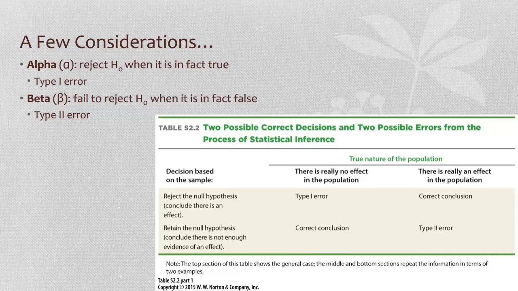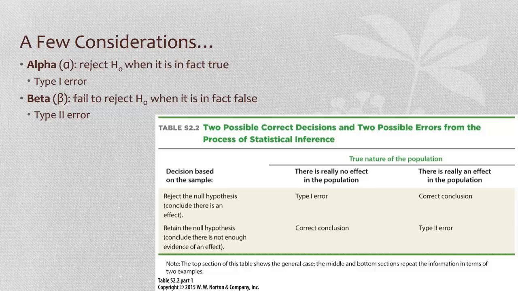We could also have a type 2 error. So this is in the lower right hand of our table here. So in the population, there really is an effect. So the effect exists, the difference is there, but based on our sample, we decide to retain the null, to fail to reject the null. So basically we say there's not enough evidence of an effect to claim that there's an effect, so we're going to say there isn't one. So that's type 2. So there is an effect, but we claim that there isn't.